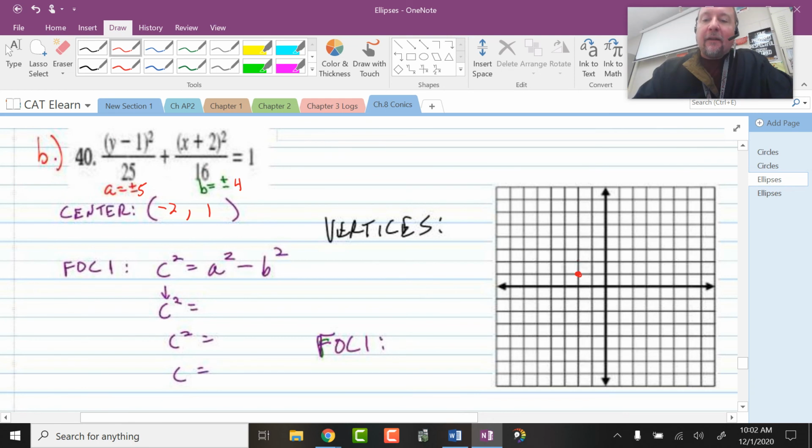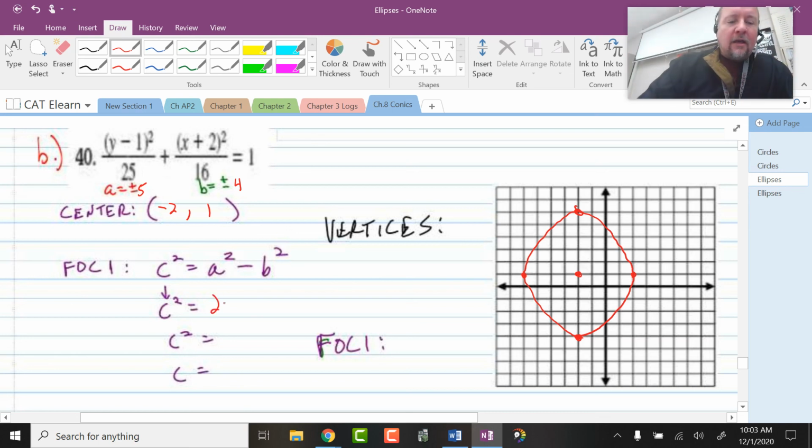It's 5 up and down. 1, 2, 3, 4, 5, and down 1, 2, 3, 4, 5. All right, and then left 4. 1, 2, 3, 4. Right, 1, 2, 3. I just want to make sure I counted correctly. 1, 2, 3, 4. All right. And then this looks a little less ovular, so I'd expect that eccentricity value not to be close to 1.